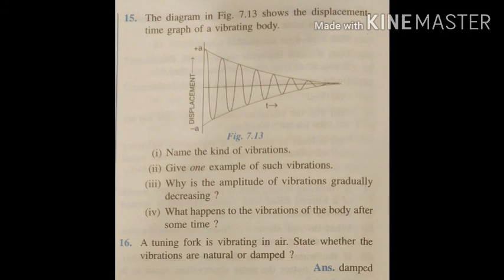Now question number 16 also I will take, and in that they are asking: a tuning fork is vibrating in air. State whether the vibrations are natural or damped. Of course, in air it is a damped vibration. For natural, we need only vacuum.